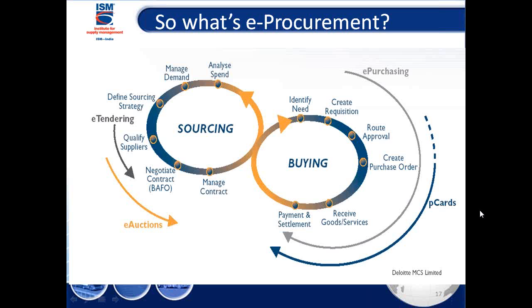So if you look at the buying side, we have P cards, purchasing cards. We have P2P concepts. But the moment you make the function very strategic, you have e-tendering and e-auctions. The whole bigger picture, to me, is e-procurement. So e-procurement is a bigger thing. It covers, to a large extent, end to end. It covers your demand on one side and your supply on the other. It's balancing the two, demand and supply, and that's how I get into the e-procurement system.